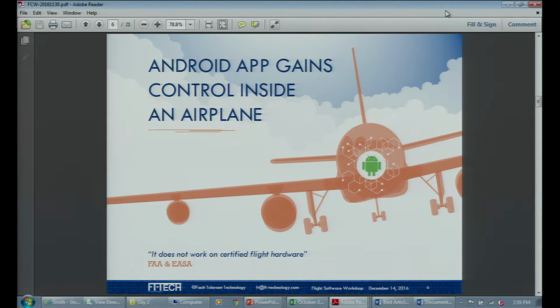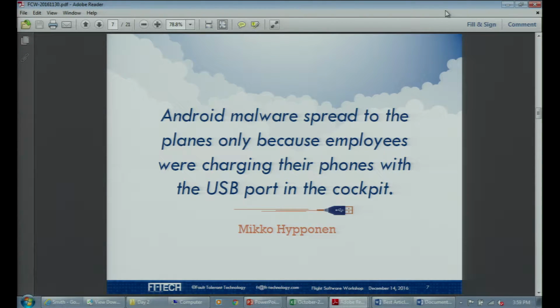And a couple of years ago, there was a guy by the name of Hugo Teso who took his Android and hacked a flight control system at a Black Hat conference in Amsterdam. Now, FAA and ESA said it did not work on flight certified hardware, but then he said it worked. Also, Michael Hippion was talking to an aircraft manufacturer in Europe who said that they have to go through and sweep out Android malware weekly from their cockpits because employees were charging their phones with the USB port in the cockpit.